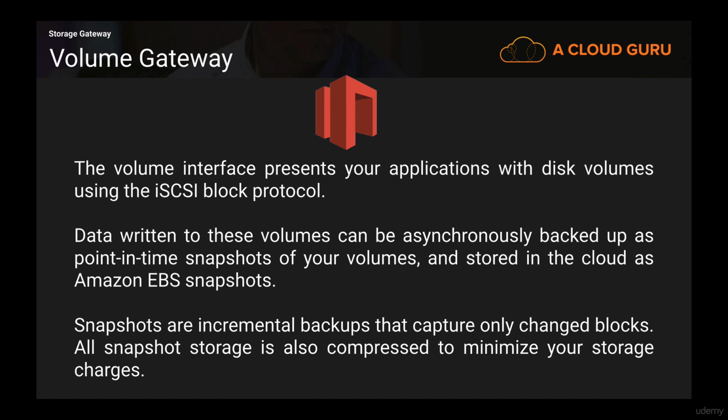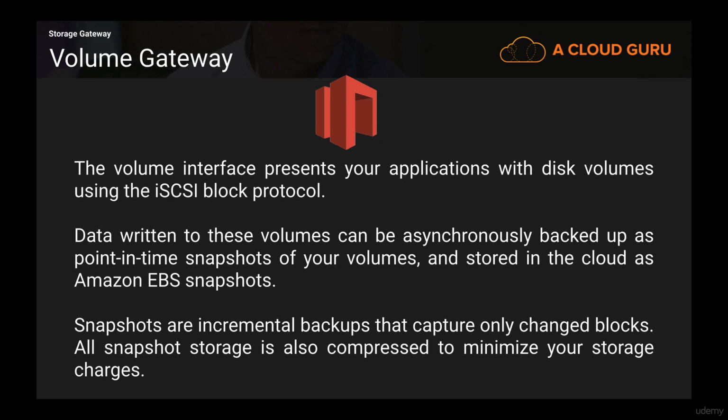So data written to these virtual hard disks can be asynchronously backed up as point-in-time snapshots of your hard disks, and then stored in the cloud as EBS snapshots. And in case you're wondering what EBS is, it's just Elastic Block Store, and EBS is a virtual hard disk that we're going to attach to our EC2 instances, which are our virtual machines, and we're going to do that in the EC2 section of the course. So effectively what we're saying here is Volume Gateways take virtual hard disks that are on-premise, and we back them up to virtual hard disks that exist within AWS.